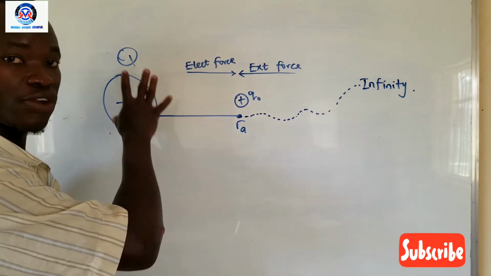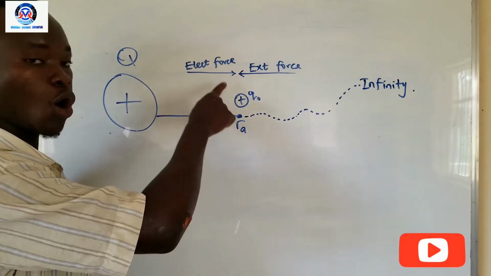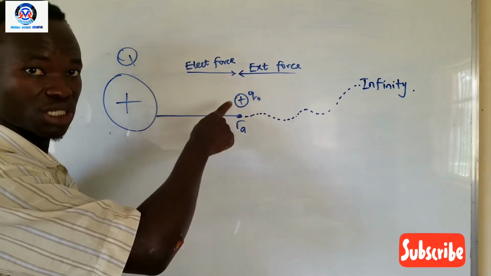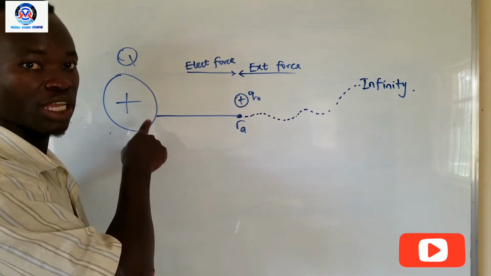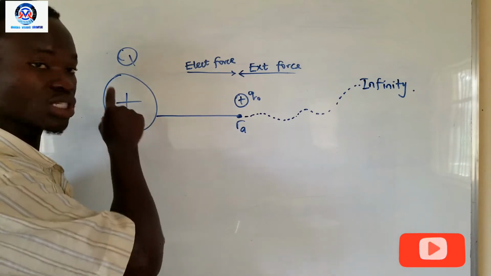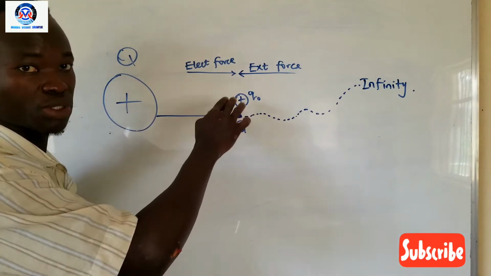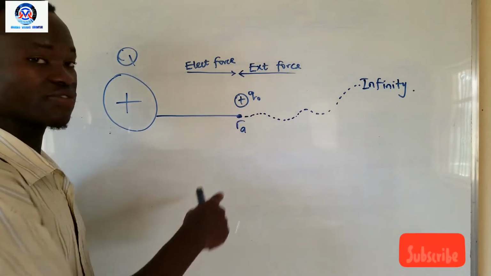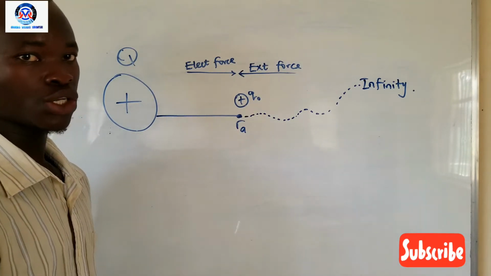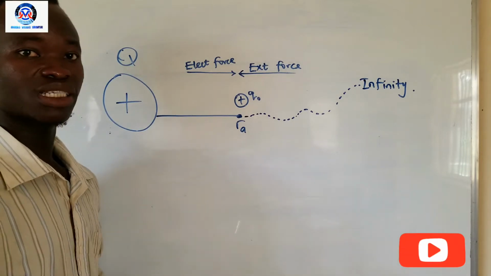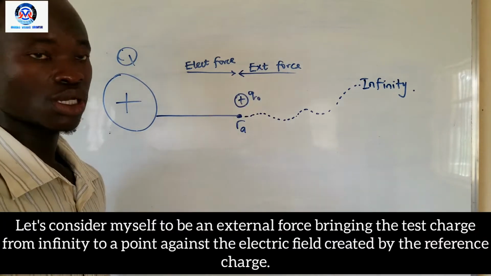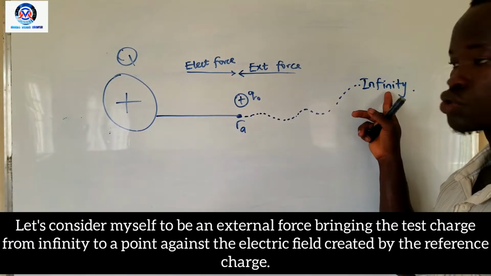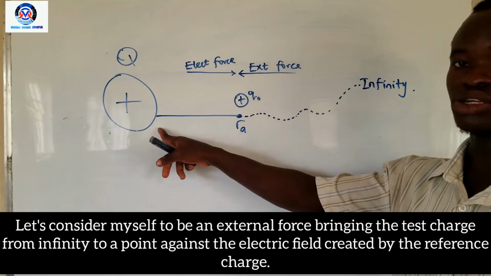We want the electric field of the big positive charge to have effect on the small positive charge, but we don't want the electric field of the small positive charge to have effect on the big positive charge. That's the reason why we use a big positive charge and a small positive charge. The big positive charge is called the reference charge, and the small positive charge is called the test charge. So now, let's consider myself to be an external force. I am trying to bring Q naught from infinity to a point Ra closer to the reference charge.